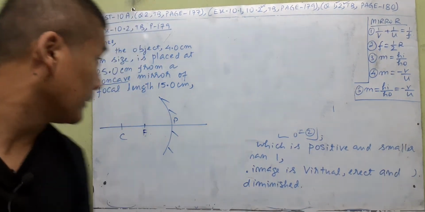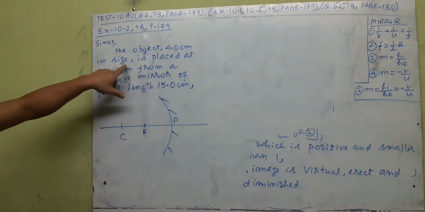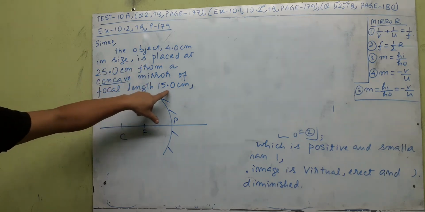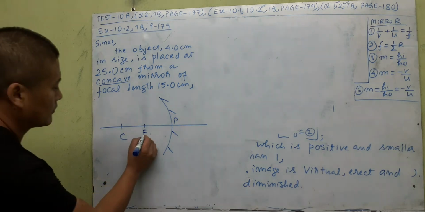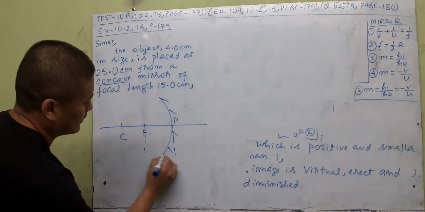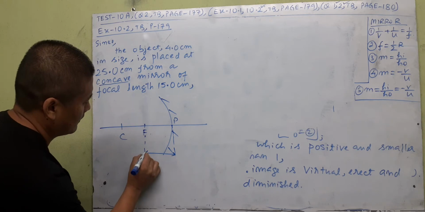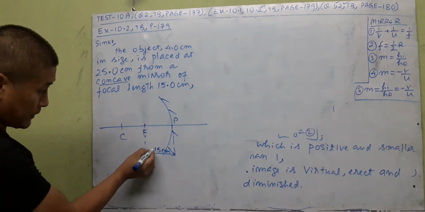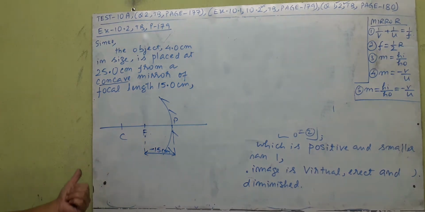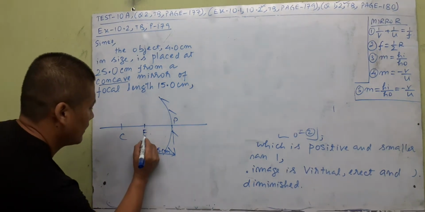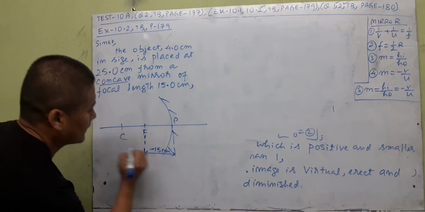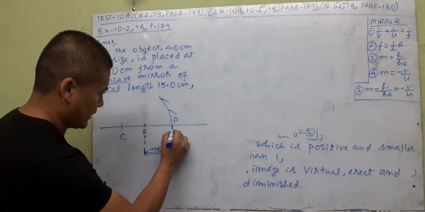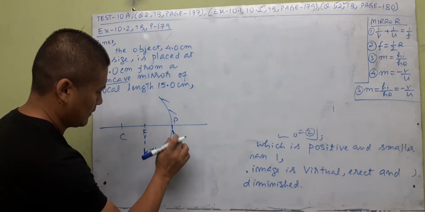Then you see here, object is 4 in size and placed 25 from the mirror. Let's do the focal length first. Focal length is 15, so let's draw roughly. Focal length means the distance between this and this, 15 centimeter. Left side, so minus. Drawing is not necessary, but drawing helps us to get the sign quickly. Once you get comfortable, you can stop drawing, but if you get time, drawing is always going to help you. So this is the one.